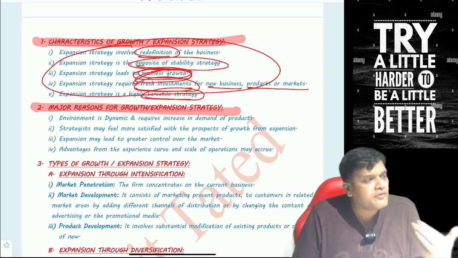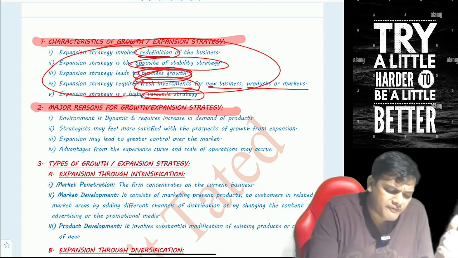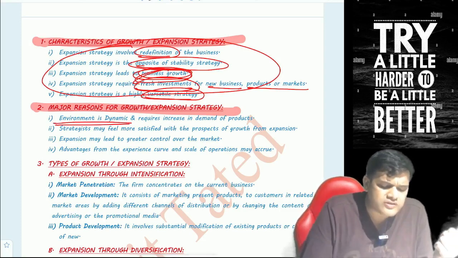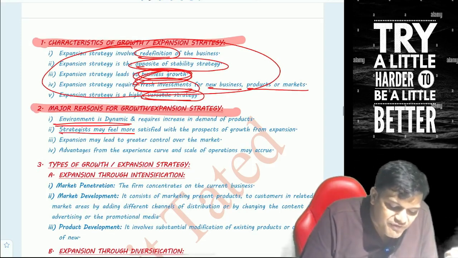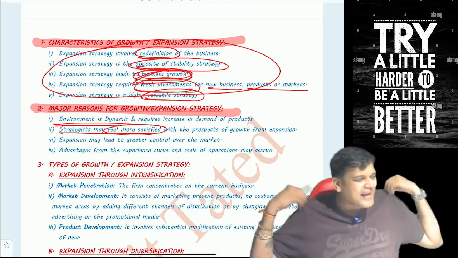Question: why should we go ahead with expansion? The reason is simple. First of all, the environment is dynamic, constantly changing, so go ahead with expansion. Second, strategists may feel more satisfied. I feel a pride that I did expansion.